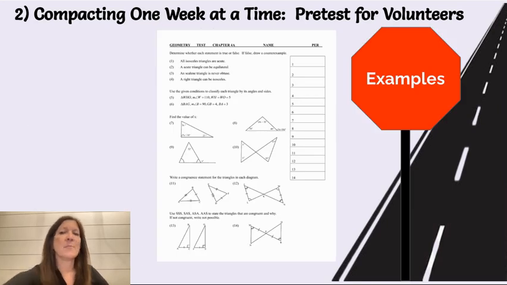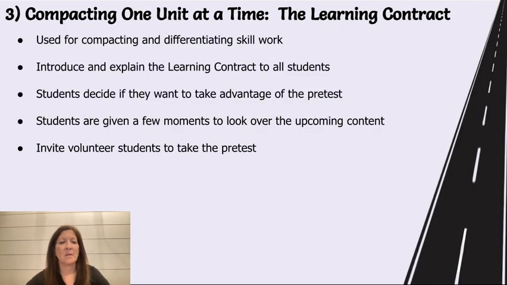And I just gave an example here of a pretest that might be seen. So the third type of compacting is compacting 1 unit at a time, the learning contract. This is used for compacting and differentiating schoolwork as well.